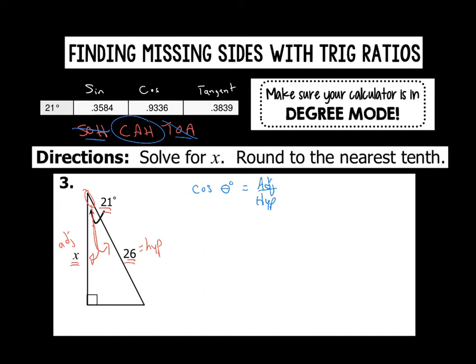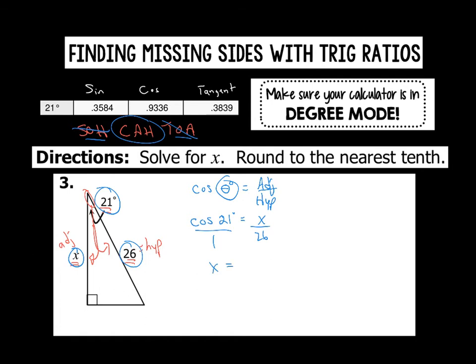That's my first setup. So that's the first thing you write, is this whole show in words. Next, we substitute in the cosine and then the actual angle in question, which is 21 degrees. So instead of this variable theta, I'm going to write cosine of 21 degrees is equal to the adjacent side, which is x, divided by the hypotenuse, which is 26. Now what? Put this over 1, cross multiply and solve.